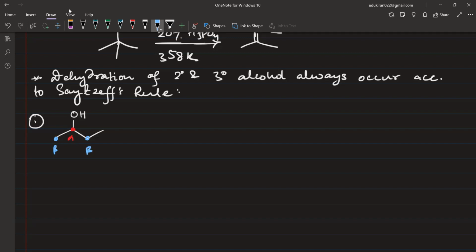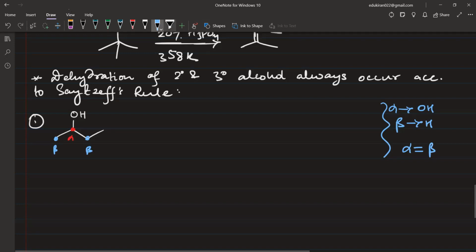Now, what is removed from alpha? OH. And what do we remove from beta? We remove hydrogen from beta. And we make the double bond between alpha carbon and the beta carbon. Okay. So now what is going to be the major product here if I'm going to react this with any acid?